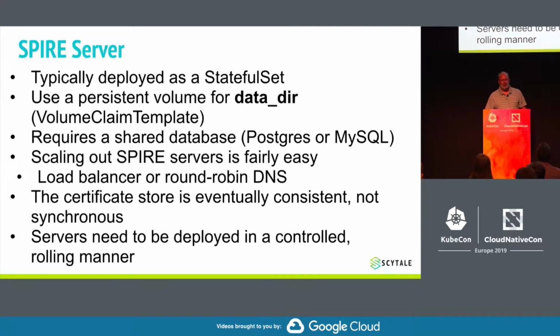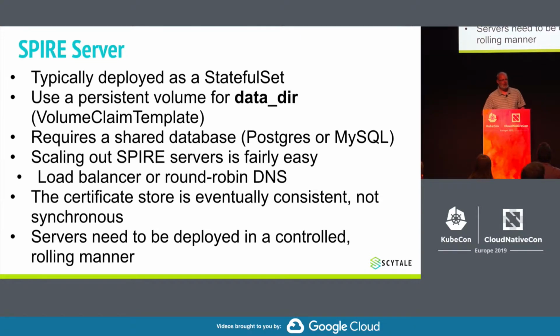In a production environment, Spire server requires a shared database. Currently, Postgres and MySQL are supported. And scaling out Spire servers is fairly easy. You just need some sort of load balancer or round-robin DNS. Maybe there will be more ways to do this in the future, but those do work today.